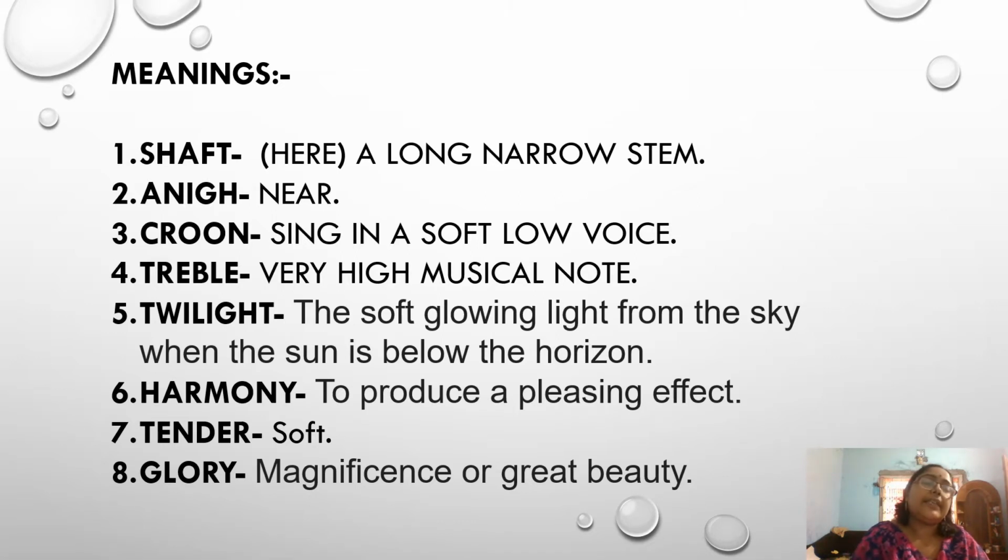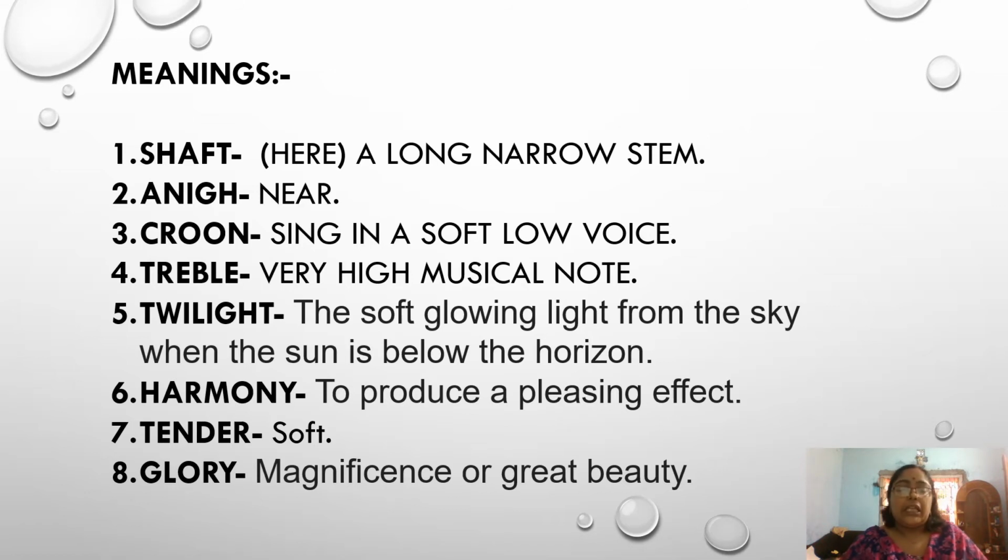Okay. The next is tender. Tender means soft. What is soft here? Mother Earth. Mother Earth, in her soft, loving hands, takes care of the total environment. It takes care of the tree, the small sapling which is growing here on her belly. Okay. The next is glory. Glory means magnificence of great beauty. What great beauty is being said here? The great beauty which is added to the earth with the help of the tree.